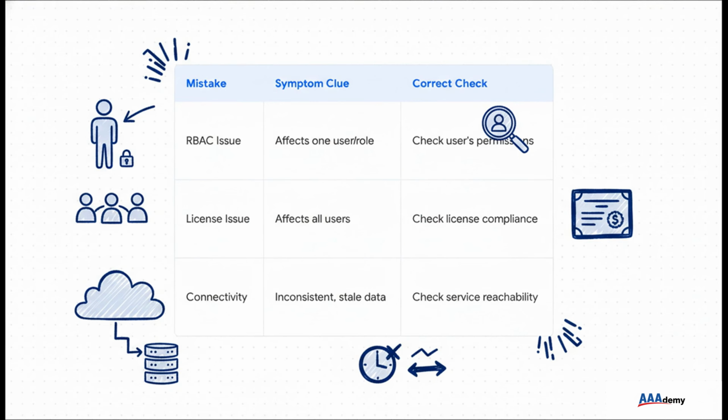Here's another common point of confusion. Let's say a feature is grayed out in the user interface. Is that a permissions issue, a license issue, or some kind of connectivity problem? Well, there's a pretty simple way to tell. If it affects just one user, it's probably a role-based access control, or RBAC, problem. If it affects everyone, you should probably check the license. And if the data just looks kind of stale or inconsistent, it's almost certainly a connectivity issue, where the system can't talk to something it needs to.